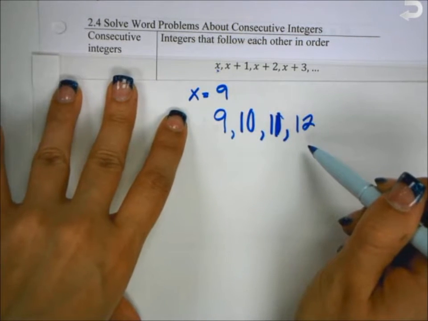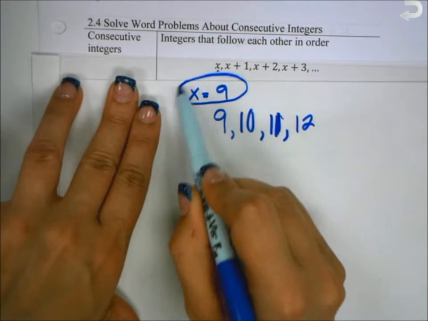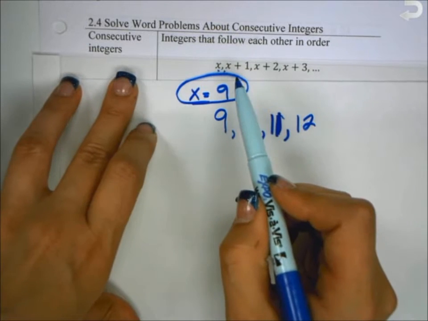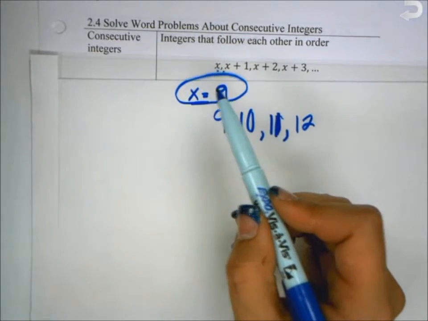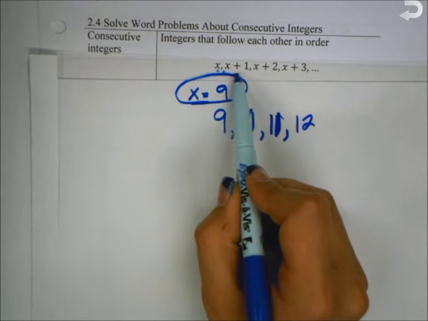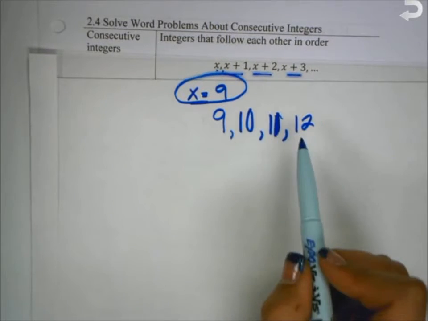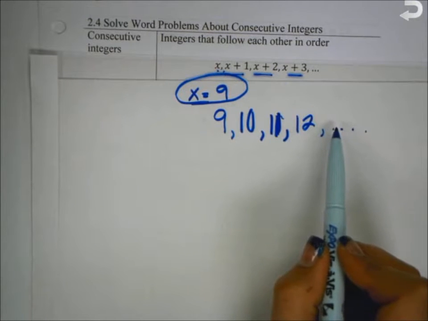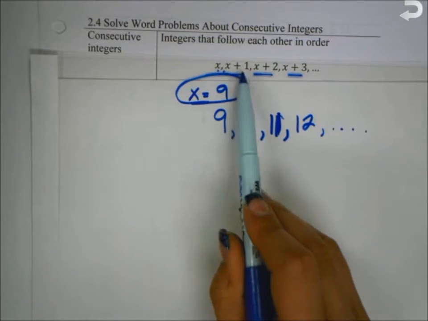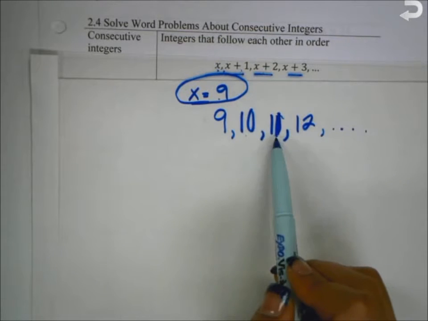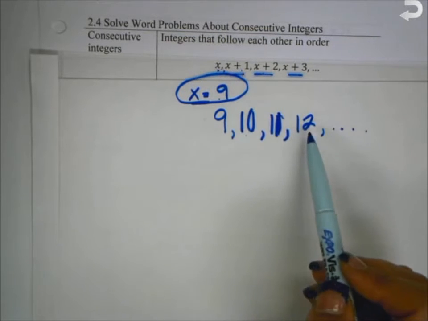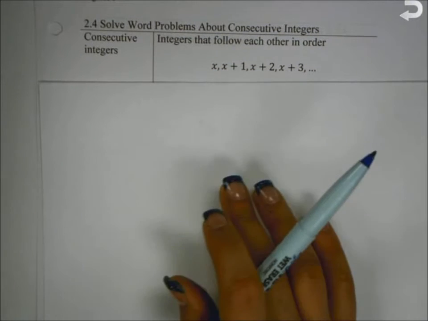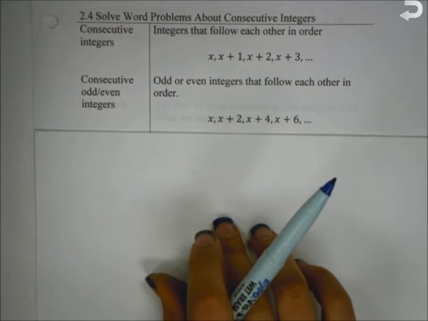So x means that's our initial variable, our initial number that we start with. Sometimes we might not know what number we started with. And then x plus 1, x plus 2, x plus 3, that's just telling us how we get each of the next numbers in the order. It's 9. 9 plus 1 is 10. 9 plus 2 is 11. 9 plus 3 is 12. Get it? Okay. So sometimes they might be asking for the consecutive odd integers or consecutive even integers.